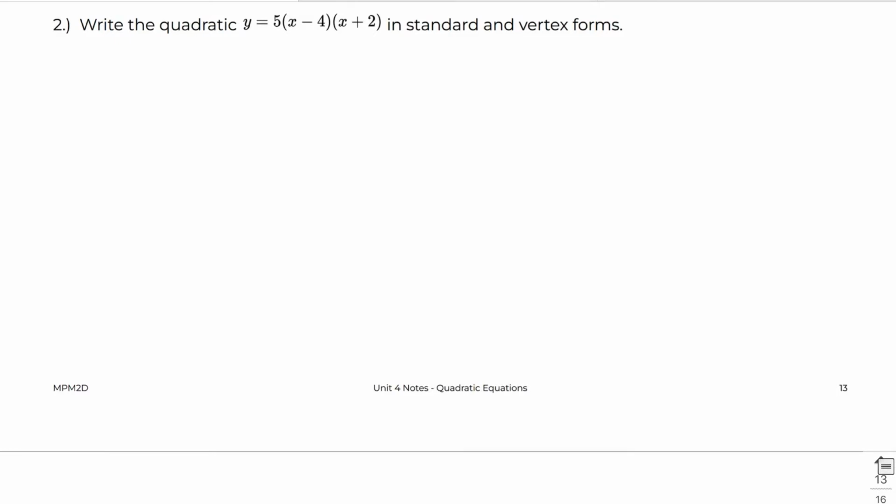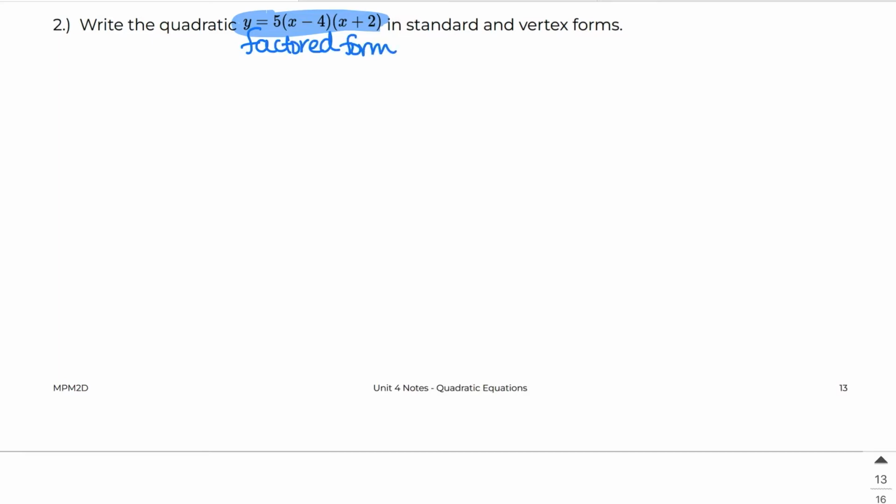All right, in our next example, we're asked to write the quadratic in standard and vertex form. So clearly we know that this is in factored form because that's the only one that's left over. But also, how do we know that this is in factored form? Well, we know it's in factored form because it's literally factored, right? So let's go ahead and write on top of here that this is in factored form.